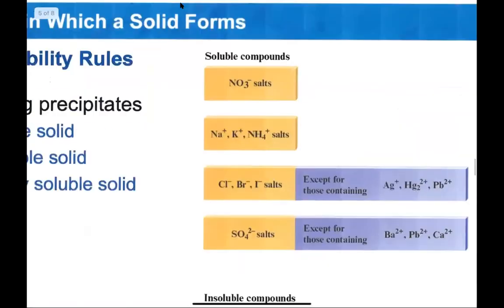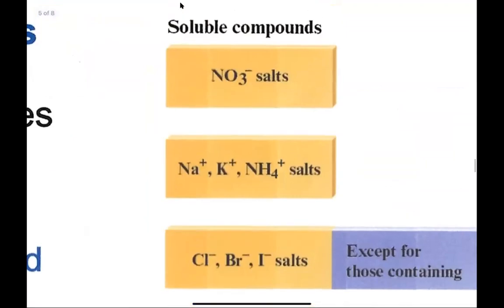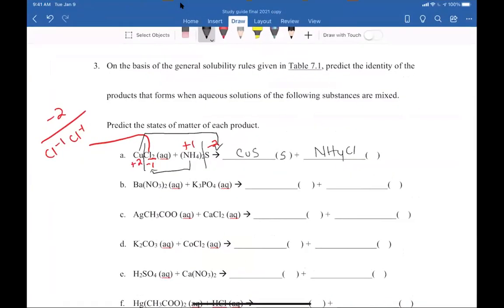NH4Cl. NH4 is soluble, Cl is soluble. That means both of them dissolve in water, so that would be where we put aqueous. And that's it.